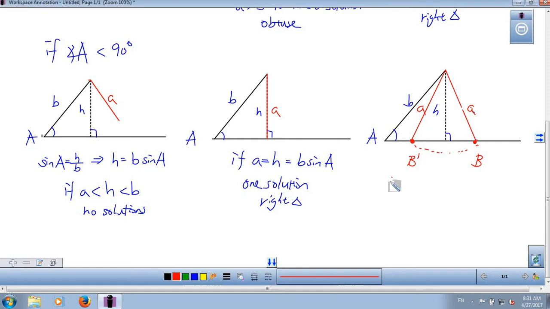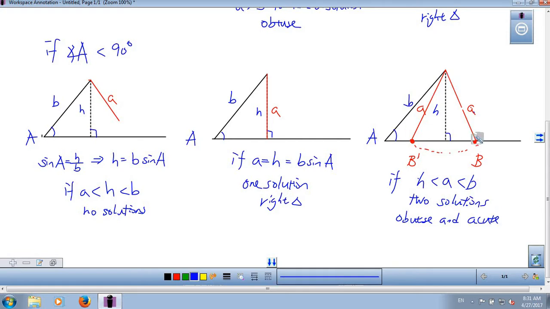So in this case, if A is greater than H but less than B, then we have two solutions. This is a special case. We have two solutions, one obtuse and one acute triangle. So there will be two triangles, obtuse and acute.